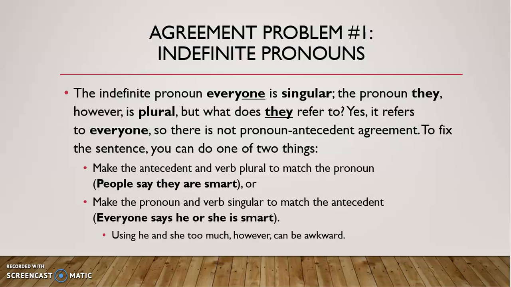You can make the antecedent plural and the verb plural to match the pronoun, where the sentence becomes people say they are smart, or you can make the pronoun and verb singular to match the antecedent, where the sentence becomes everyone says he or she is smart. However, using he and she too much can become awkward in writing.